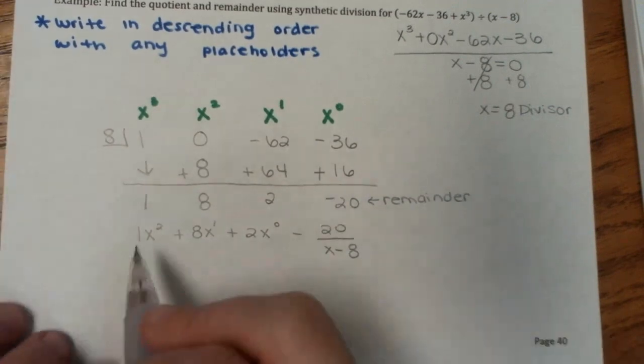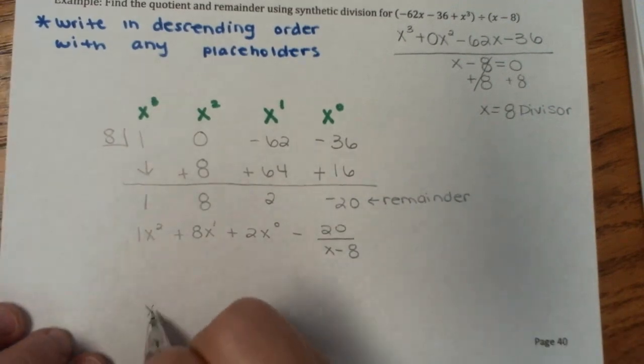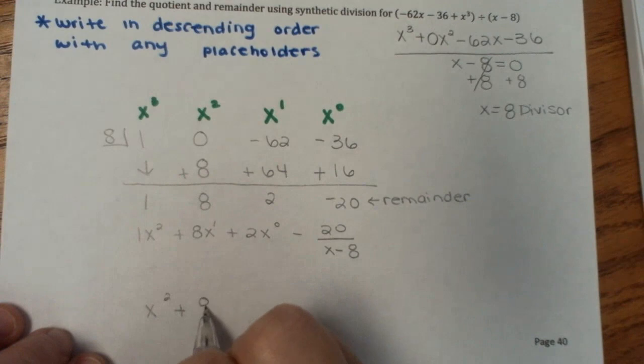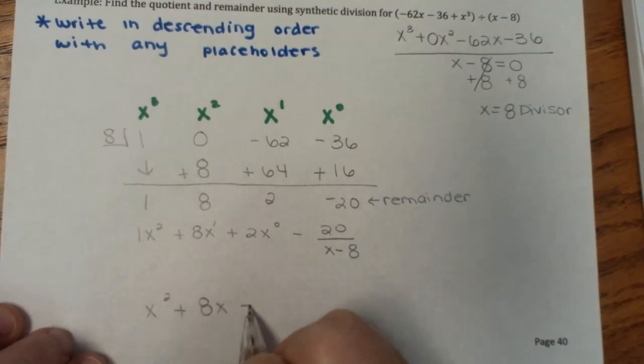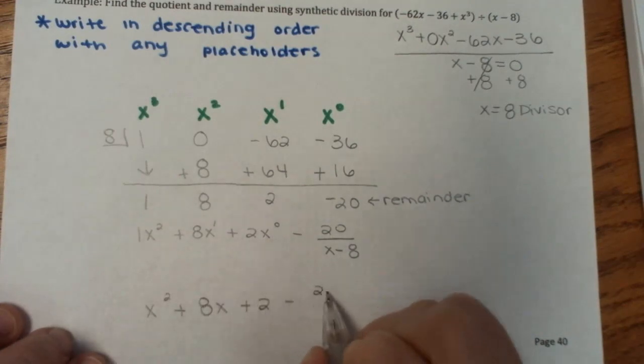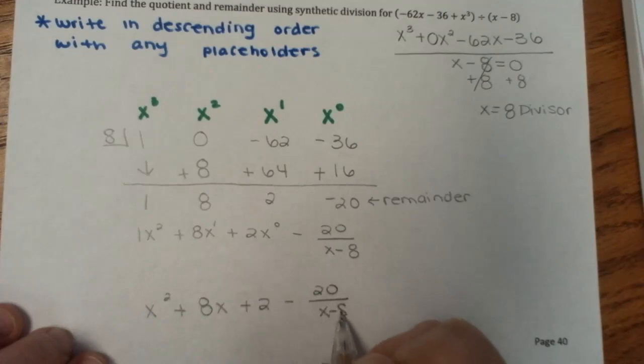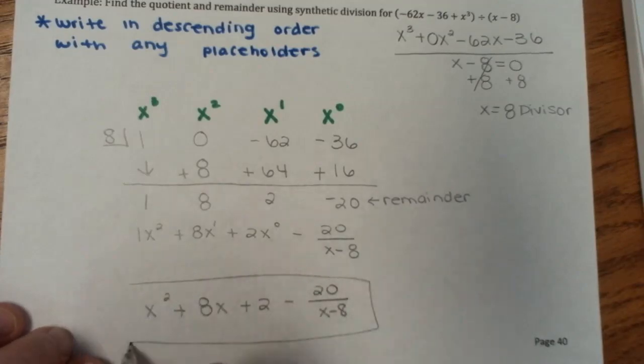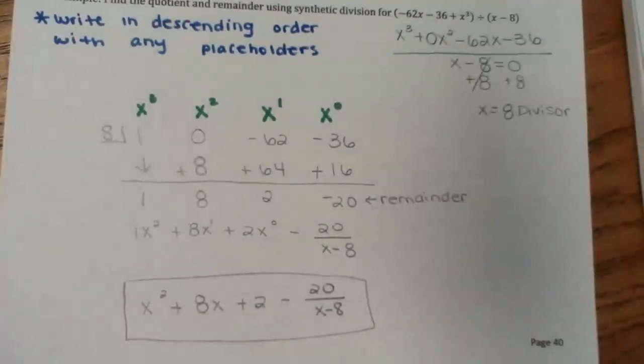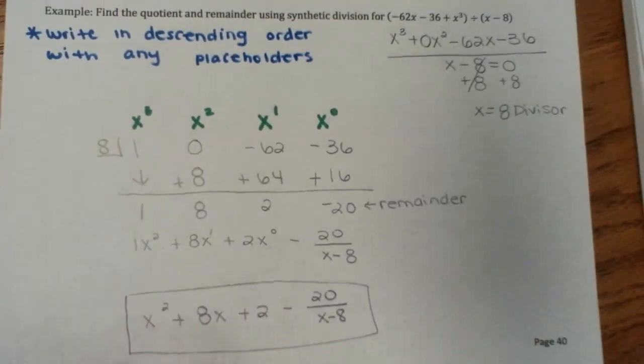So that's our answer, just simplifying it. 1x squared is the same thing as saying x squared, plus 8x, the first power, which is 8x, plus 2 with no x's, minus 20 over x minus 8. So remember, only negative 20 is over x minus 8. Everything else was already divided. So that's our final answer, x squared plus 8x plus 2 minus 20 over x minus 8.